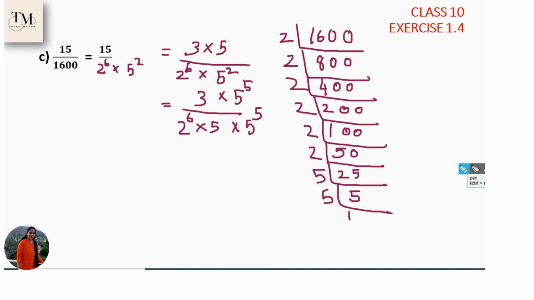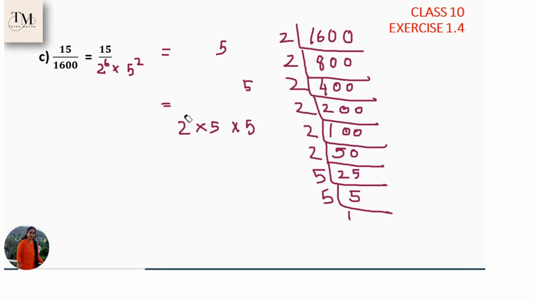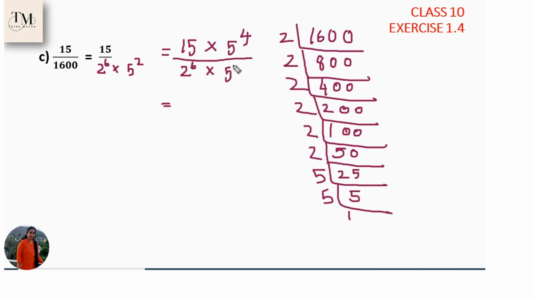So here I will follow the first method, that is, instead of cancelling and again multiplying. So I am going to follow the first method, that is 15 into, so I am going to multiply by 5 power 4 divided by 2 power 6 into 5 square into 5 power 4. Okay.